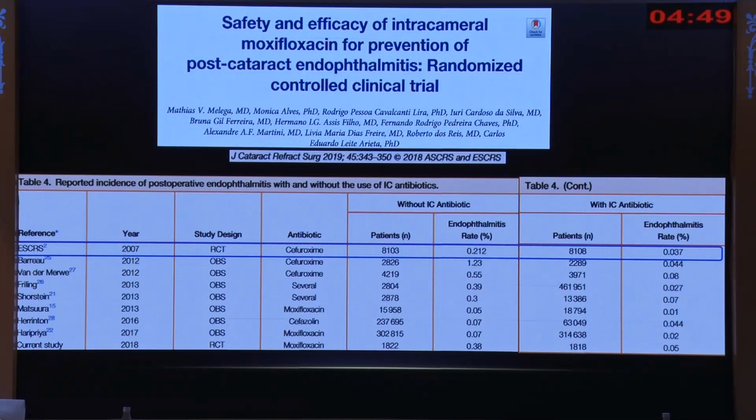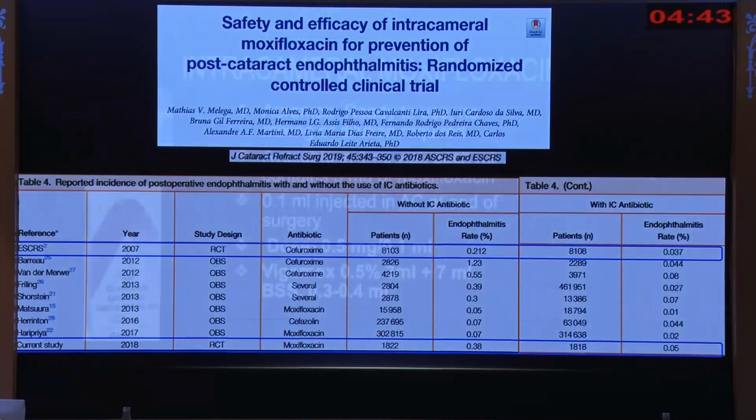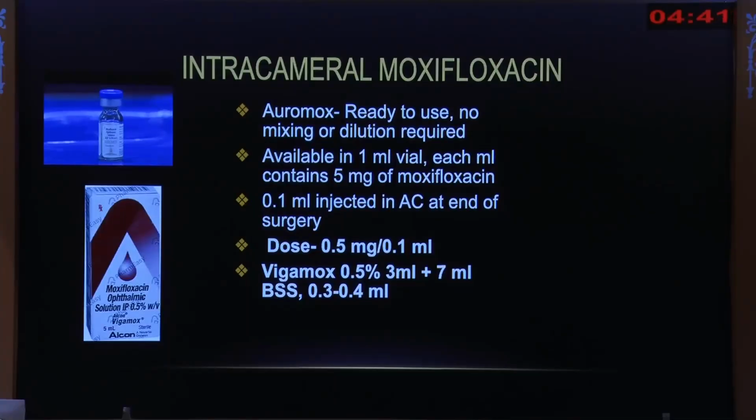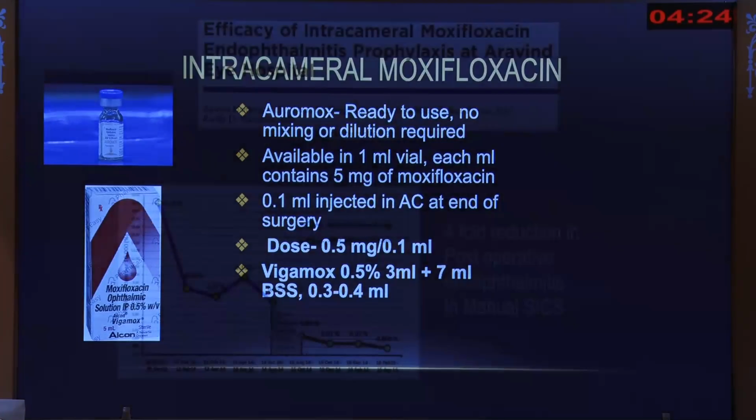So there is a significant p-value difference as compared to the normal endophthalmitis rate after giving the intracameral. It comes as Auromox also, 0.1 ml injected in the AC at the end of the surgery, and we can use the preservative-free Vigamox also. I have no financial interest. The dose is 0.5 milligram per 0.1 ml, and this is how we can make it.